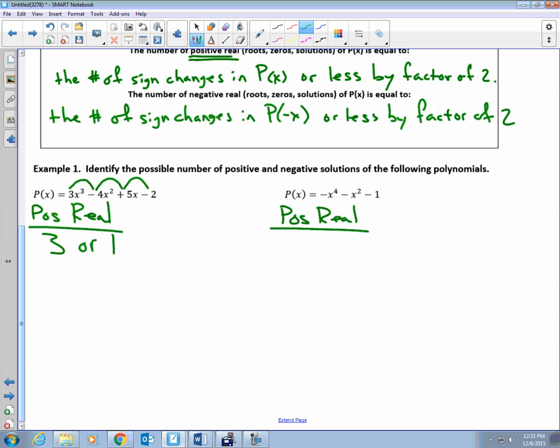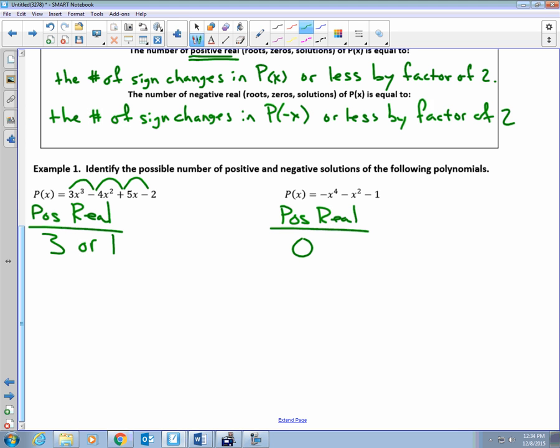Is there a sign change from negative x to the 4th to negative x squared? Is there a sign change from negative x squared to negative 1? So therefore, there are 0 positive real roots. There are none. So if I was using the rational root theorem, would it be a good idea to guess 1? No, it wouldn't. There are no positive real roots at all. Okay, we look at the next part.